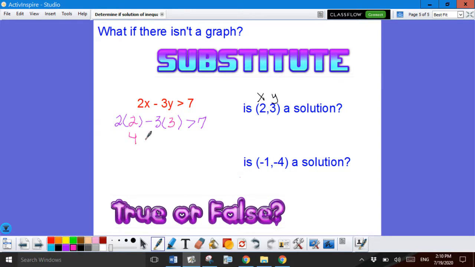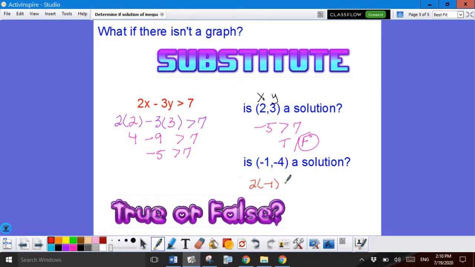So I have 4 minus 9 greater than 7. So negative 5 greater than 7. Is negative 5 greater than 7? True or false? Well, that is definitely false. So 2, 3 would not be a solution. All right, let's try another one.